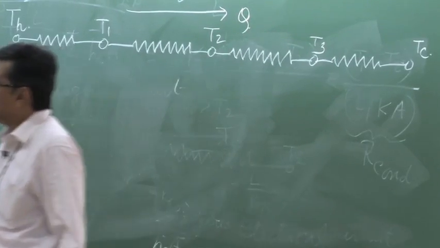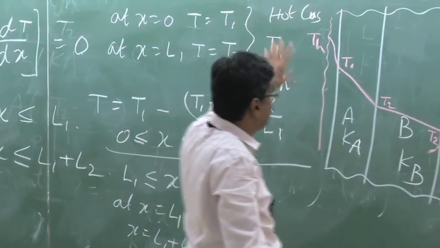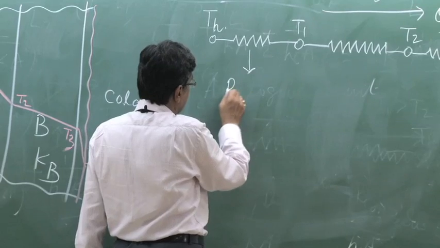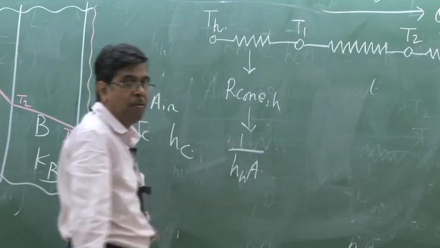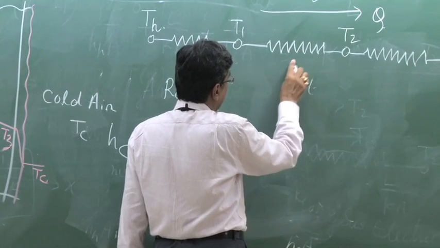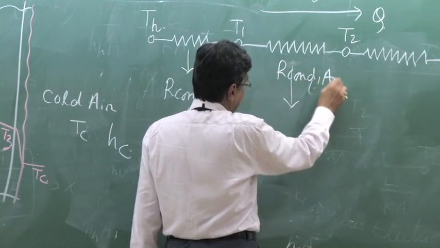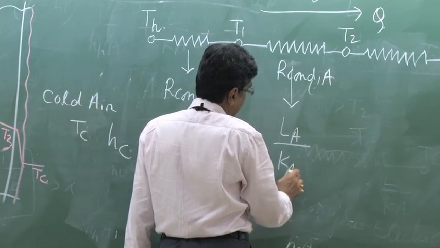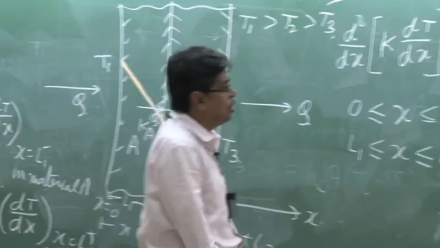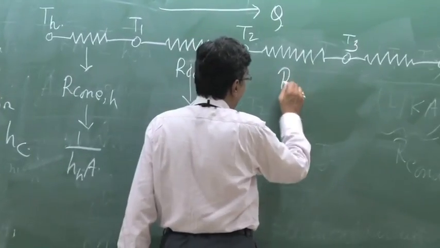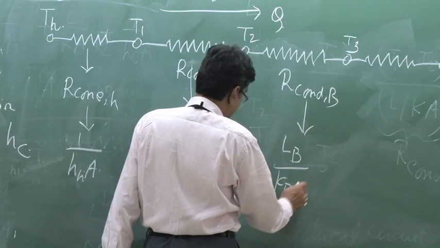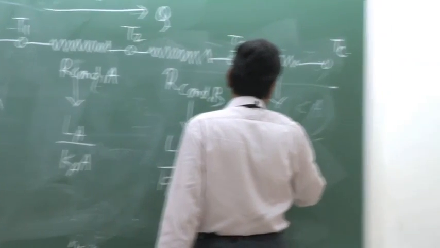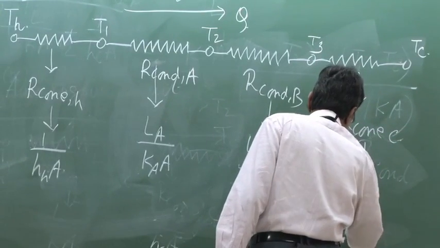That means I am writing the electrical analogous circuit for the equation which I wrote earlier, Q, and this is R convection, hot side, which is 1 by HHA. Then this is the material A, R conduction material A, LA by KAA. Similar way you can solve that now. The same heat is going through that. At this point there is a heat continuity. So this will be R conduction B, LB by KBA, and this is R convection cold, and that is 1 by HCA.